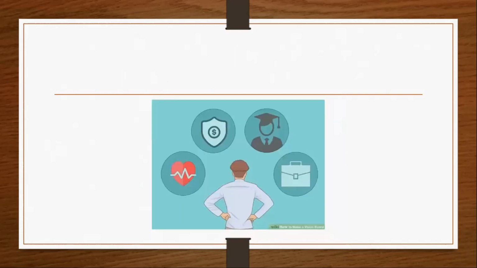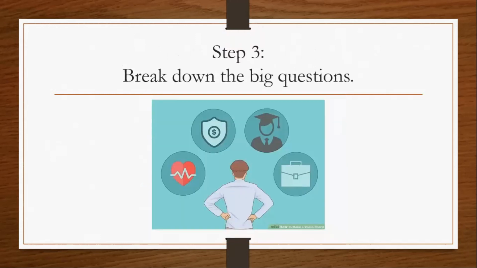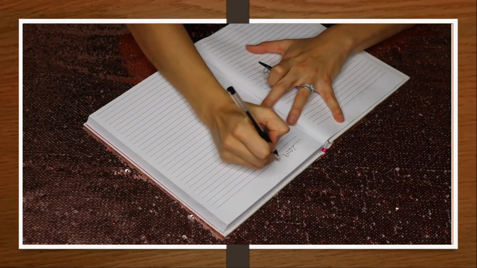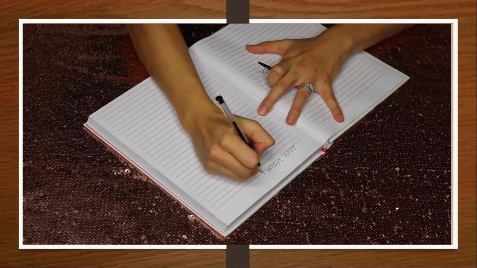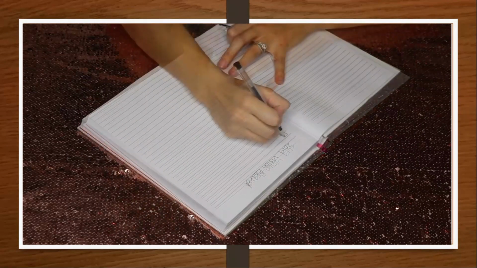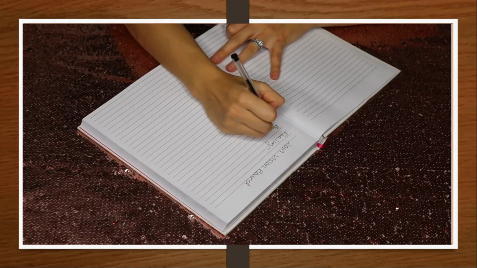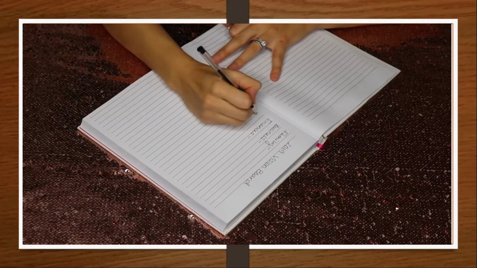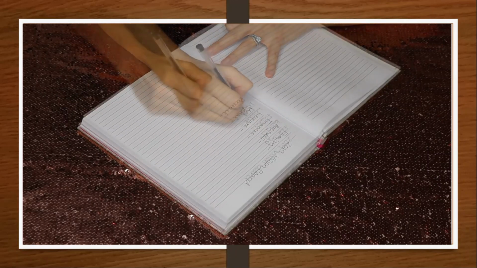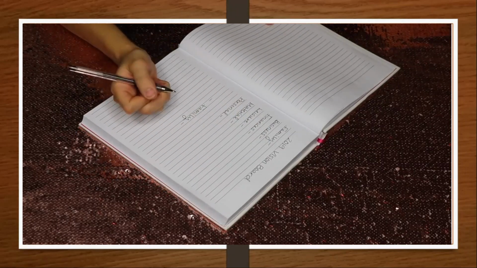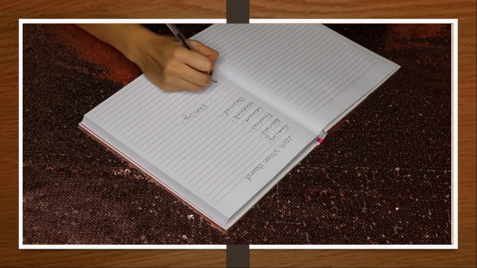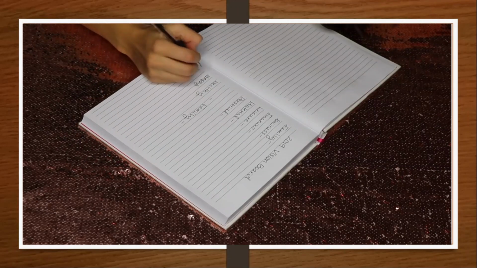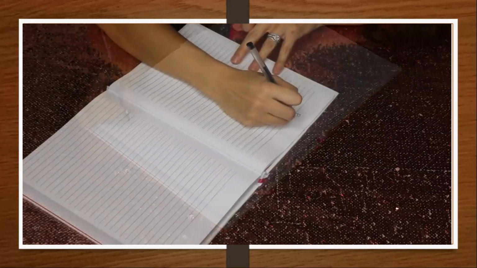The third one is break down the big questions. To help you answer these big questions, break them down into smaller questions. What activities do you want to learn how to do? What hobbies and activities do you already do but want to continue doing or get better at? What are your career goals? What are your relationship goals? How do you want to be remembered by others? And what are your spiritual goals?